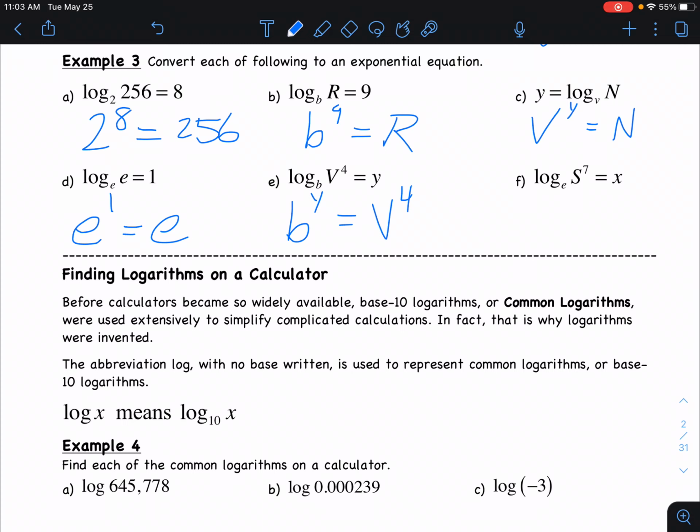Letter F, the little base e becomes the base of the power. What here would be the exponent? What would be the exponent of e? It would be x, that standalone x. And then equals whatever's left, that s to the 7th. We don't know what these values are. In C, E, and F, these are just made up problems.